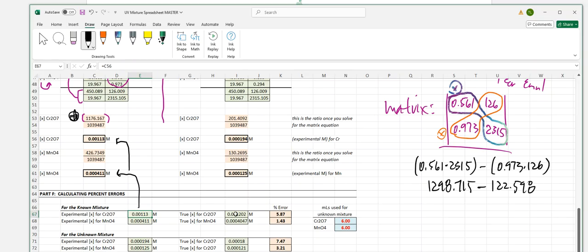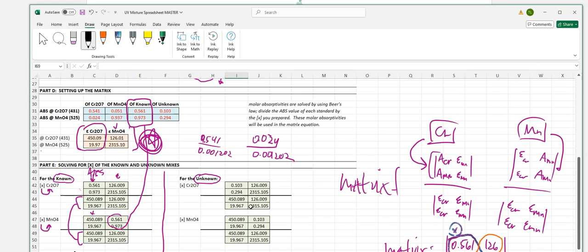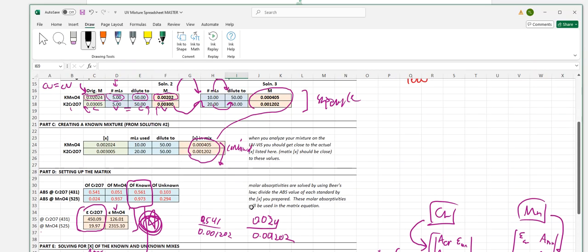The true concentrations, well, you know what those should have been, because you made those. Right up here at the very top, you made these solutions. You know what those should be. They're right here. You weighed them out. You dissolved them. You diluted them. You diluted them again. You got these concentrations and you were like, based on what I measured, based on what I weighed out, these are the concentrations that are in my mix because I calculated them. I know what they're supposed to be.